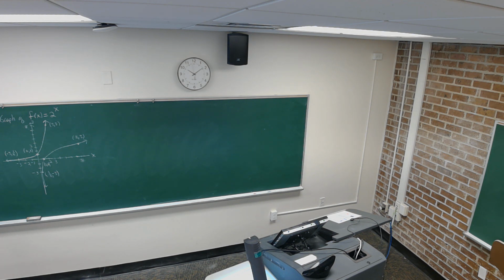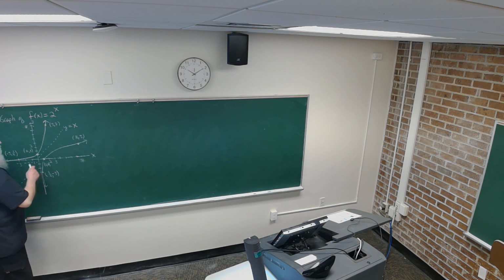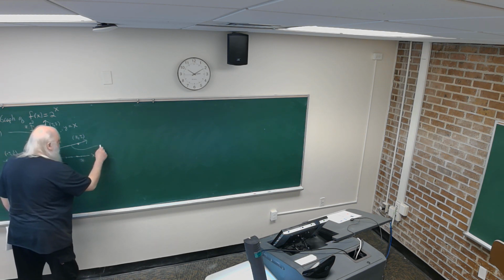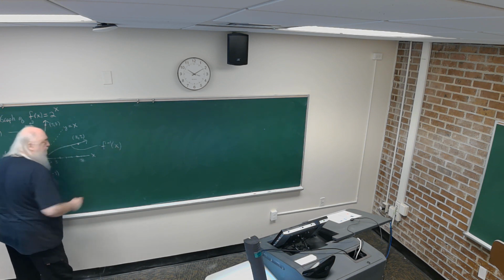Okay. And remember, the inverse function is a reflection of the one-to-one function across the diagonal line y equals x. So here's the diagonal line y equals x. Okay. It's hard for me to see how I did, standing right next to the board, but I guess that's not too bad. Okay. So this is the graph of f of x equals 2 to the x. Okay. And this is the graph of its inverse, f inverse of x.